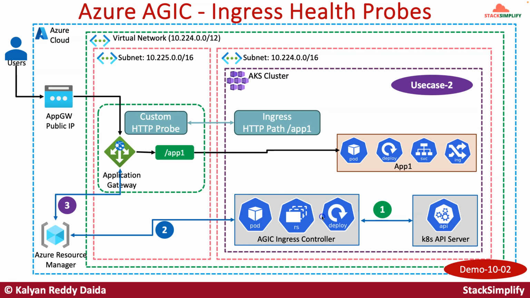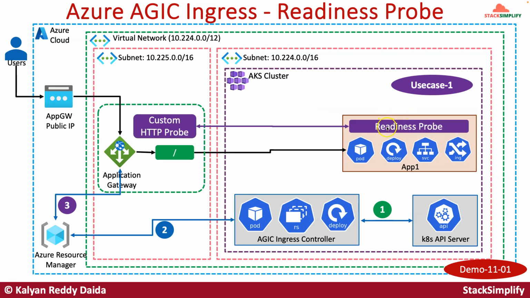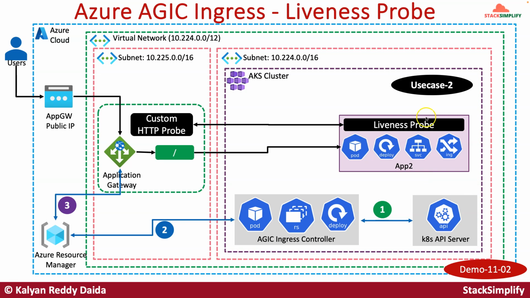review. After that, we'll move on and implement a readiness probe for our Kubernetes deployment, which will create a custom HTTP probe for us, which we are going to review on the application gateway. And once that is completed, we'll go to the next demo, which is Liveness probe. So when Liveness probe is defined in your Kubernetes deployment, it creates a custom HTTP probe in your application gateway. So that we are going to review in detail.